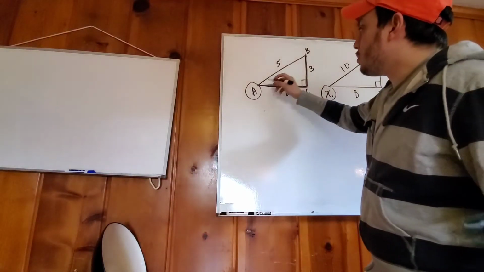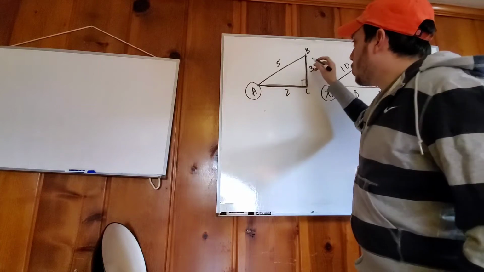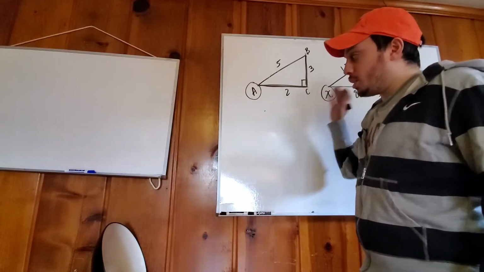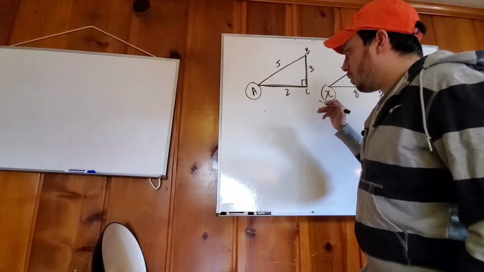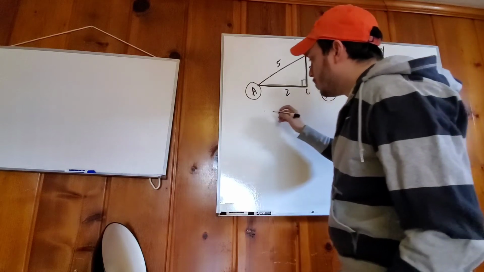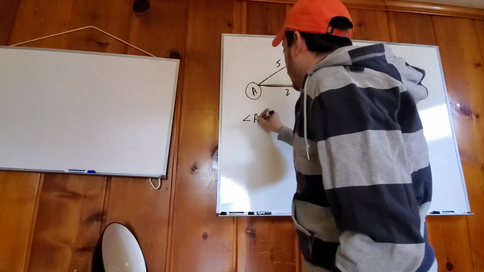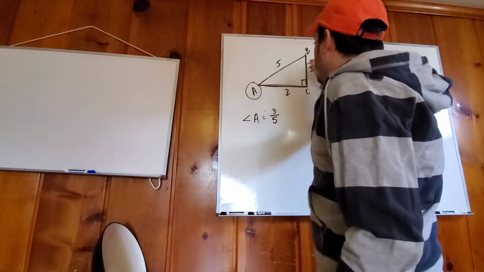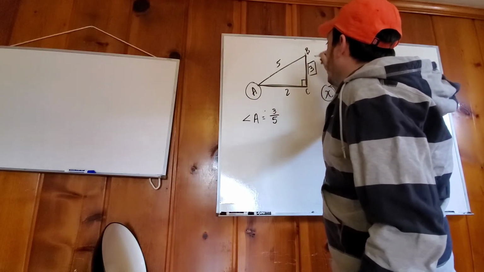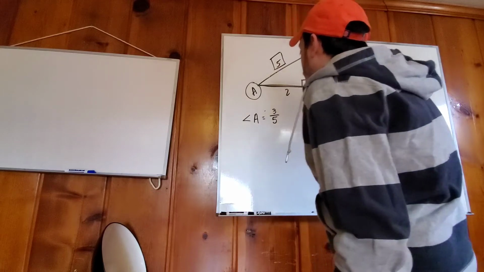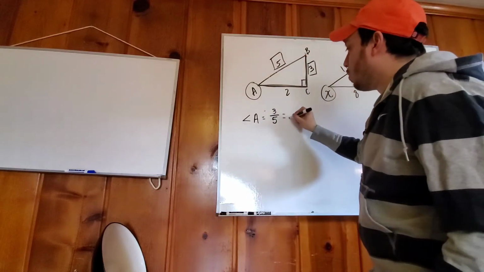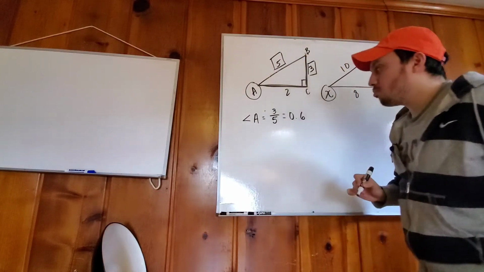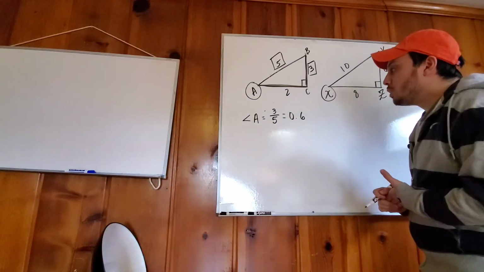So opposite side of A would be 3 because of what we just discussed not very long ago. So that would be angle A is 3 over 5, right? Because the opposite would be 3, the hypotenuse is 5, okay? So it's 3/5 or 0.6. That's a ratio, right?